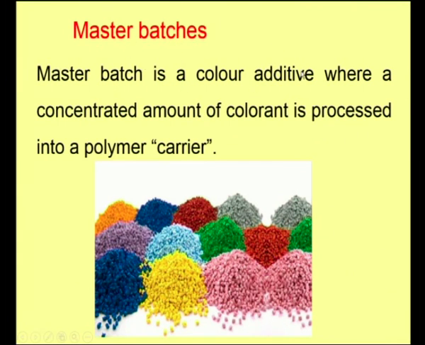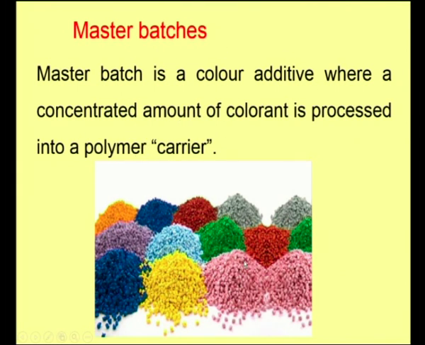A master batch is a color additive where a concentrated amount of colorant is processed into a polymer, that is a carrier. Now, the carrier is the polymer. Now, you have a polymer as well as a color additive. We have seen earlier colorant is an important additive with respect to modifying additives. So, therefore, this master batch is a combination of polymer plus color additive.